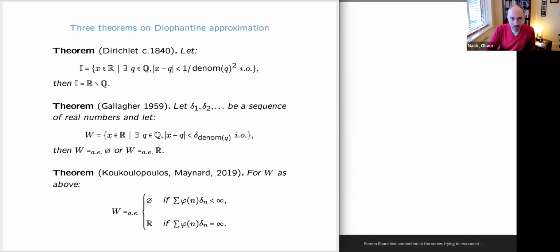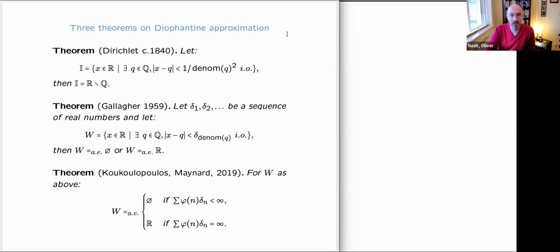So the condition here: the modulus of x minus q is less than 1 over the denominator of q squared. But the key thing to notice is this i.o. hiding there. This is infinitely often. What that means is that this statement actually means there's an infinite sequence. Given x, there's an infinite sequence of rationals q1, q2, q3, and each of them satisfies this condition: |x minus q| is less than 1 over the denominator of q squared.